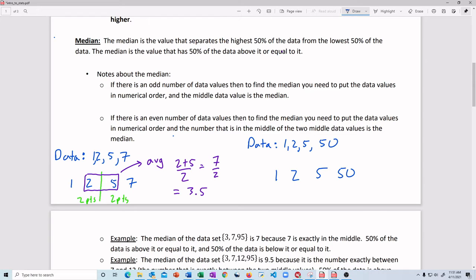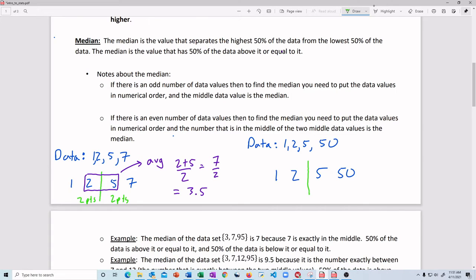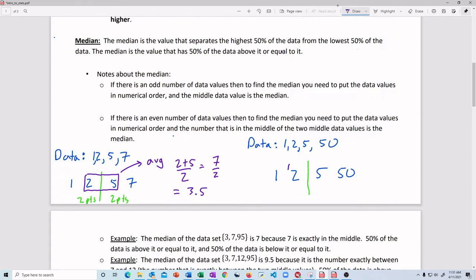There's 4 of them here, so I need to split this into 2 and 2. So I'm going to do it. So 2 points to the left, 2 to the right, right? Here, here. Okay. So then, what did I say? I said, all right, if you draw your line and you didn't hit a number, you just drew over blank space, then you take these 2 numbers and you average them. Average, which it's the same 2 numbers, right? So the median is 3.5.